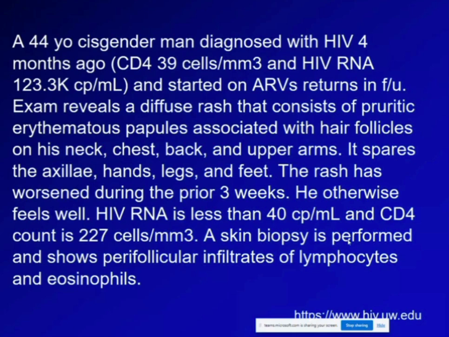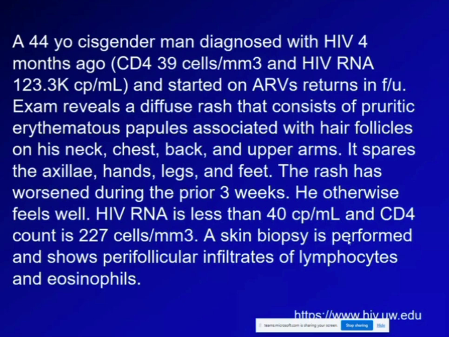A 44-year-old cisgender man was diagnosed with HIV 4 months ago. CD4 was 39. He started ARVs and returns for a follow-up exam with a rash that consists of pruritic erythematous papules associated with hair follicles in the neck, chest, back, and upper arms. It spares the axilla, hands, legs, and feet. The rash has worsened during the prior 3 weeks.